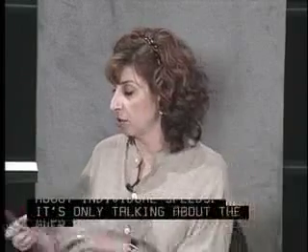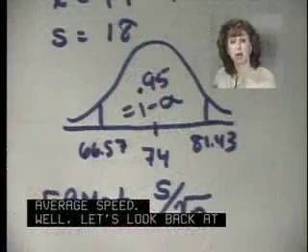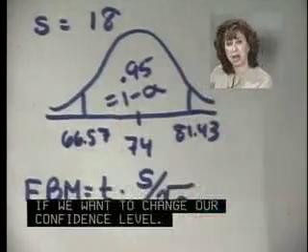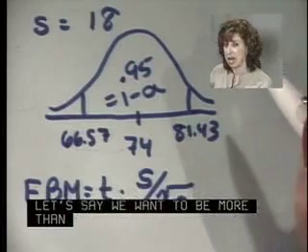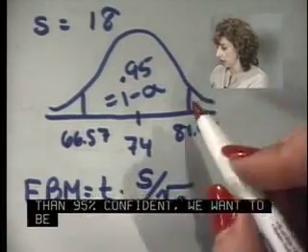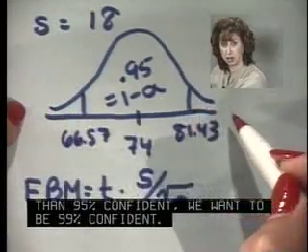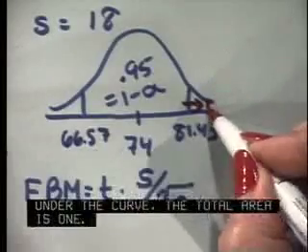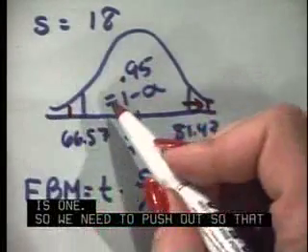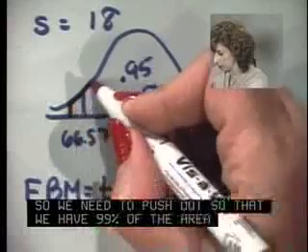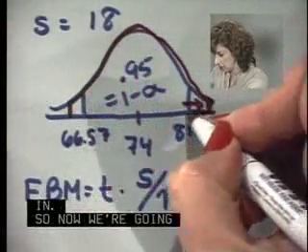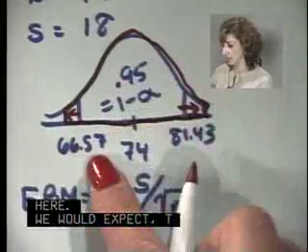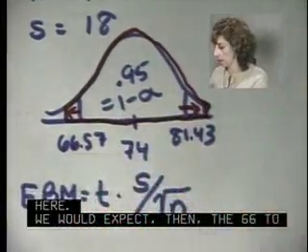Well, let's look back at this graph again and see what happens if we want to change our confidence level. Let's say we want to be more than 95% confident. We want to be 99% confident. Well, now remember the area under the curve, the total area is 1. So we need to push out so that we have 99% of the area shaded in. So now we're going from here to here. We would expect then the 66 to become lower and the 81 to become higher.